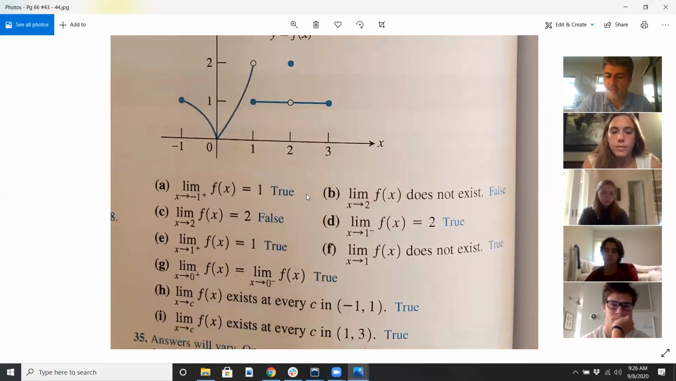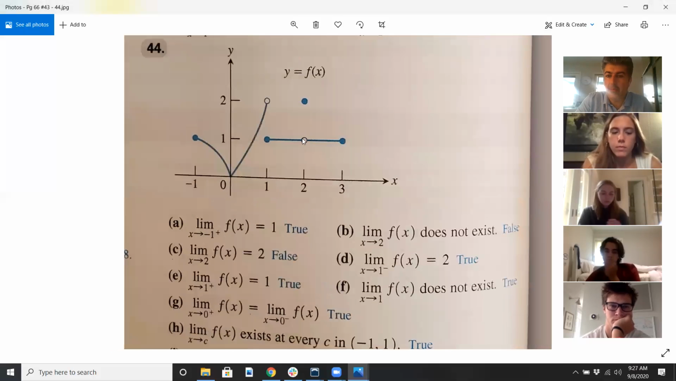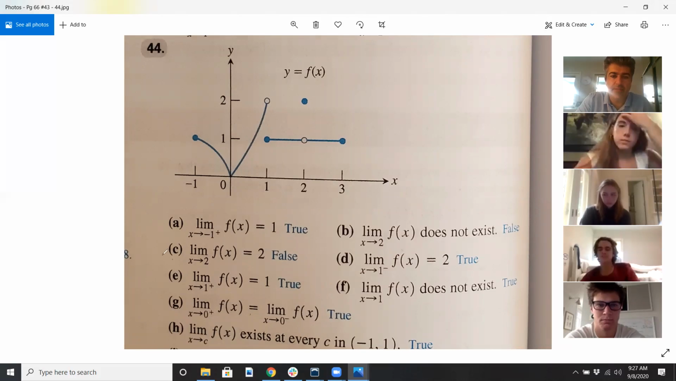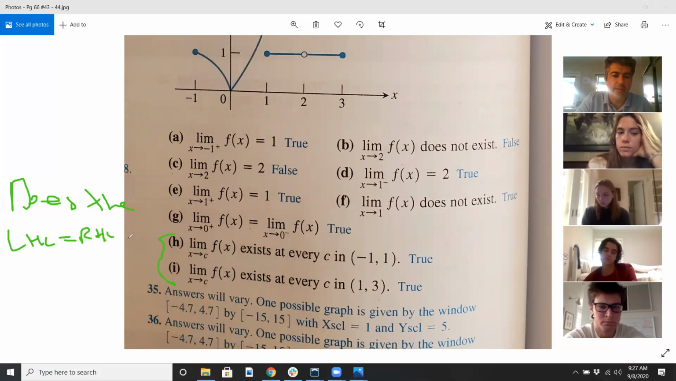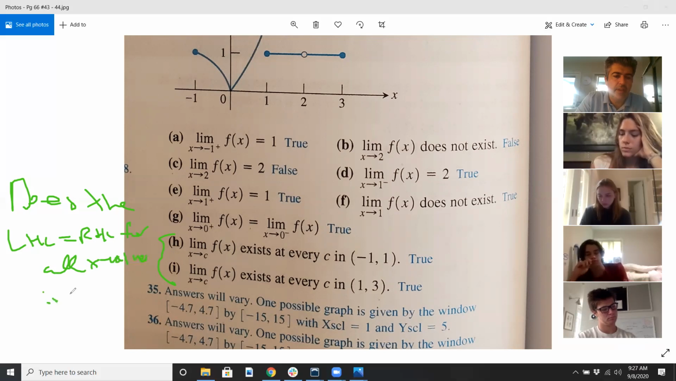So again, it's going to be true because even though you have a break at x equals 2, who cares? The limit as x approaches 2 was still 1 because the LHL equals the RHL. So the bottom line is this: does the LHL equal the RHL for all x values in the given interval?